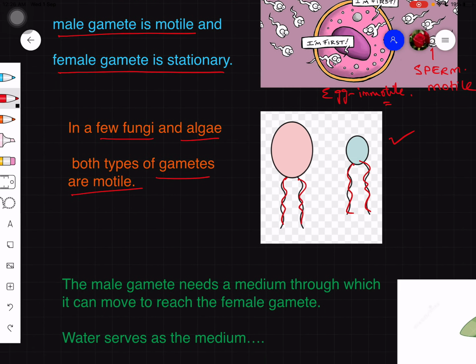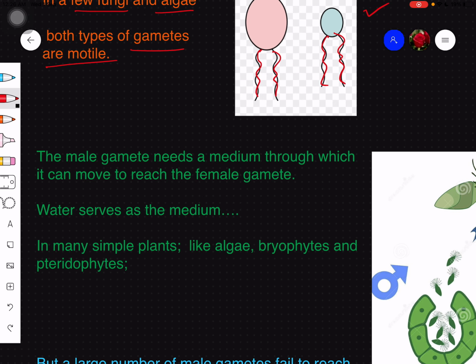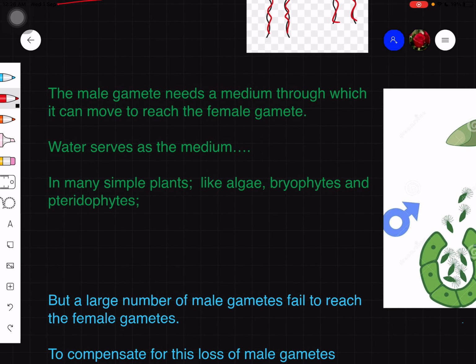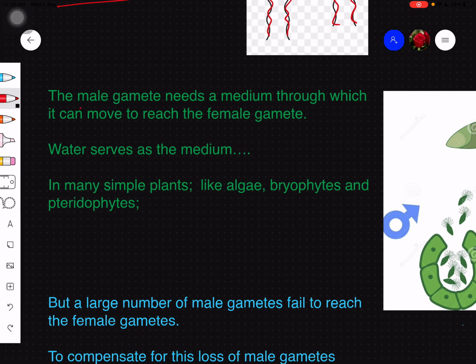Now for the motile male gamete to reach the immotile female gamete, the male gamete needs some medium through which it can reach the female gamete. Very often that medium is water. In plants like algae, which are aquatic in nature, and bryophytes and pteridophytes, which need water for their growth, water is essential not only for their growth but also for the fertilization event, right?